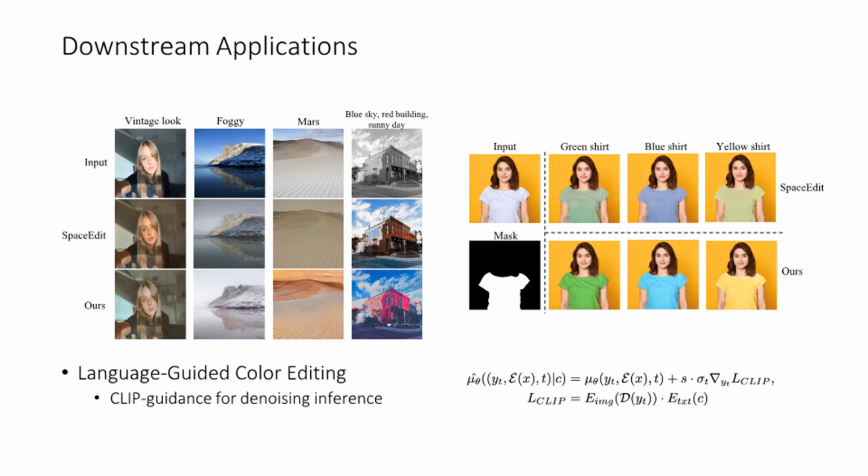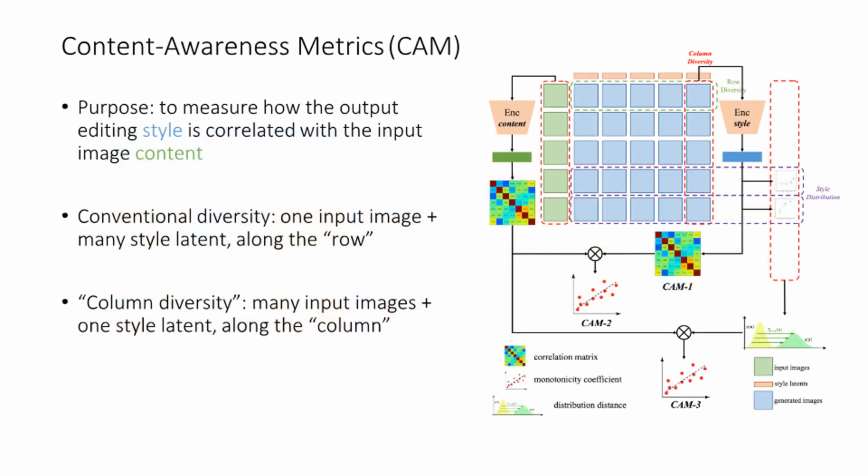Furthermore, for gauging the correlation between the output editing style and input image content in generic image-to-image translation tasks, we introduce a novel set of metrics named Content Awareness Metrics, or CAM. Traditional diversity metrics assess the variety of output editing styles for a single input image and multiple style latents. As a complement, we propose to measure the relationship between output editing styles and input image content across numerous input images with a fixed style latent.